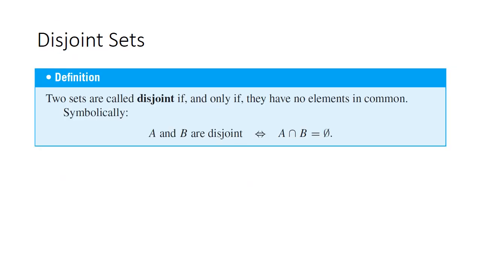Okay, so our next definition is going to be disjoint. Two sets are called disjoint if and only if they have no elements in common. So symbolically, if you know that A and B are disjoint, that means that their intersection is empty. And the other way around as well, if you know their intersection is empty, that means A and B are disjoint. So if we were to draw a picture of that, it would just look like this. A has no overlap at all with B.